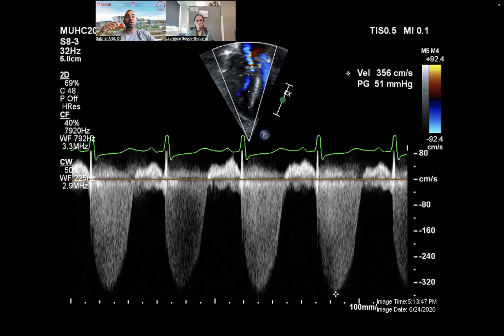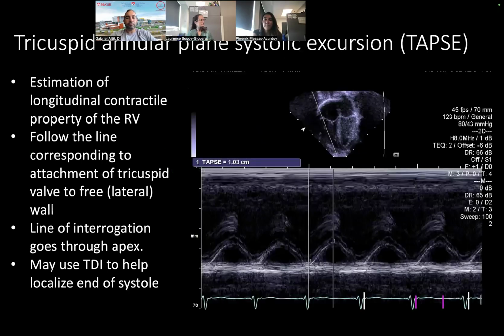Because you remember, I told you if you have a lot of TR, your RV can kind of eject into your RA, and then all these markers of TAPC and FAC become a bit more difficult to put into context. So the famous TAPSE is the tricuspid annular plane systolic excursion.